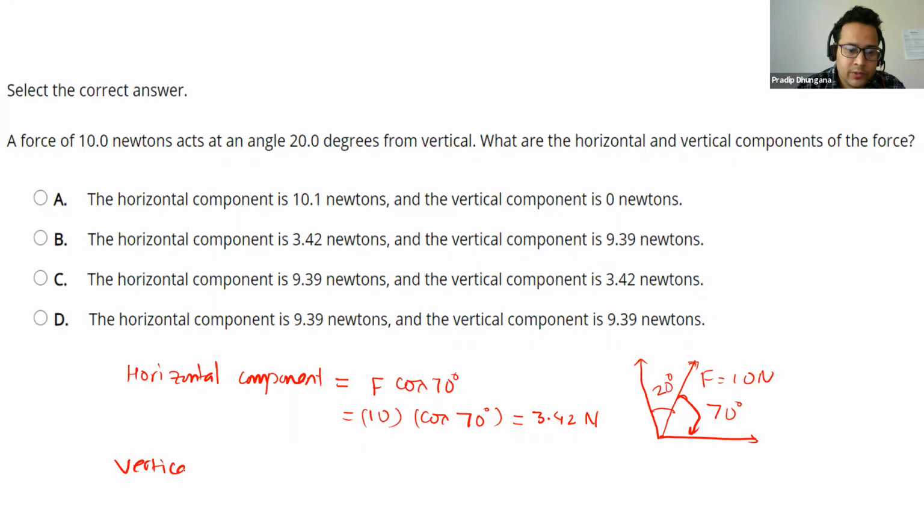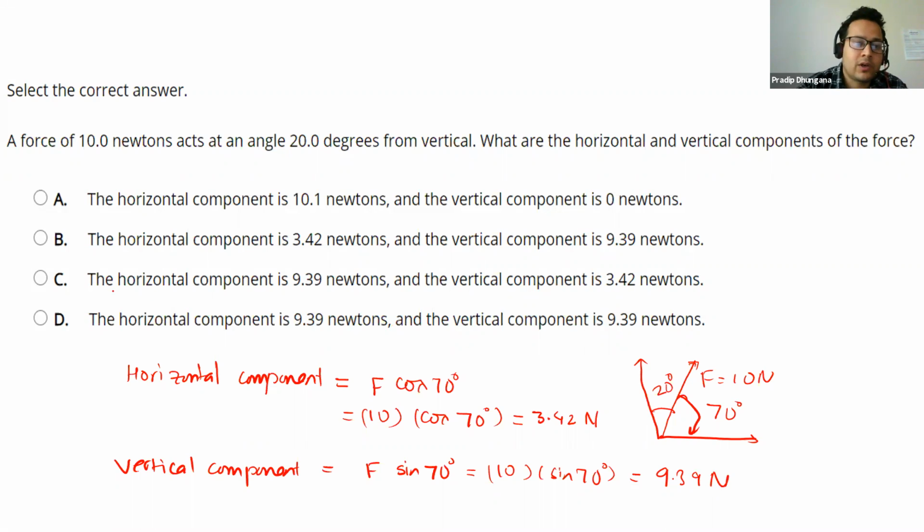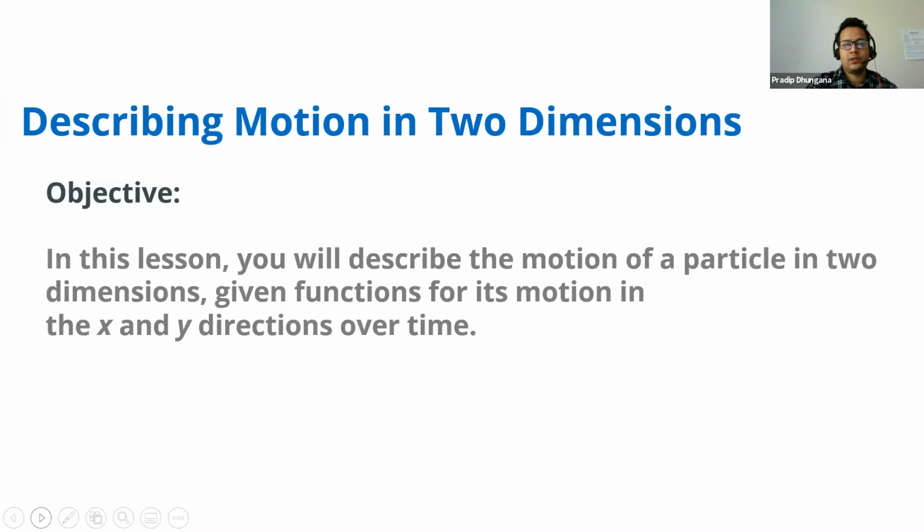Let's calculate the vertical component. Vertical component is force times sine of that angle. So that is your force, 10, and then sine 70 degrees. That is equal to 9.39 Newton. And use Desmos again to calculate that value. So the correct choice is B here. So in that way, you can find out horizontal and vertical components. We go to the next slide.